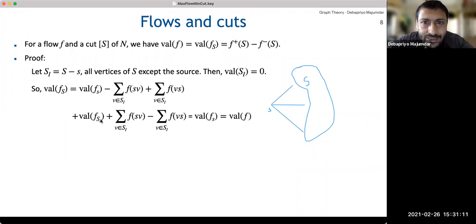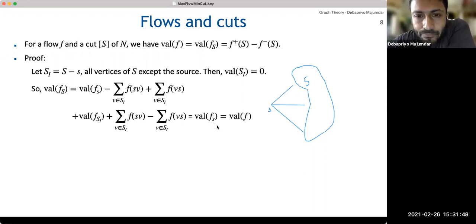Oh, and also val Fsi is 0, right? Because Si is nothing, so what remains is val of Fs. So this is then val of Fs, which is essentially val of F small s. If S is defining a cut, that means S actually contains the source, and if S contains the source, then the val of this is equal to the val of the source.